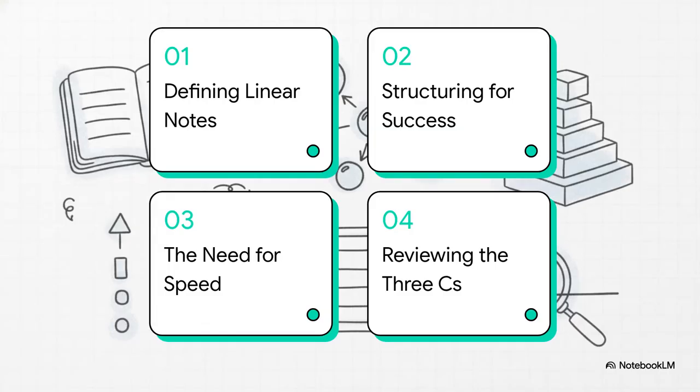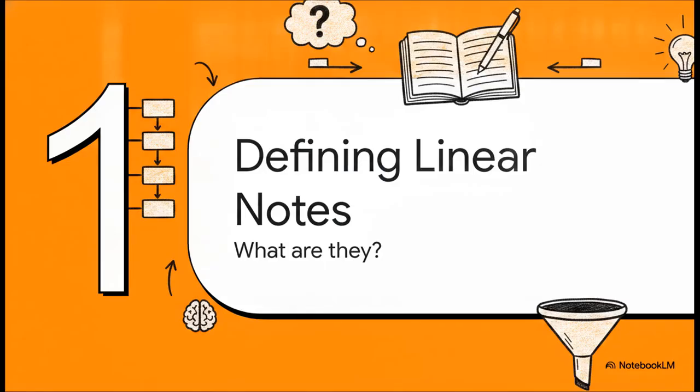All right, here is our roadmap for today's explainer. First, defining linear notes. Second, structuring for success. Third, the need for speed. And finally, reviewing the 3 C's. Let's get right to it. Section 1. Defining linear notes.